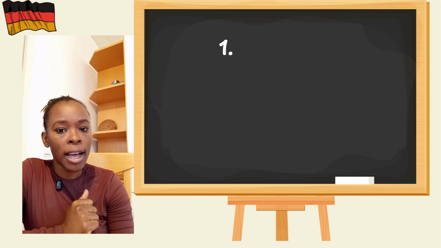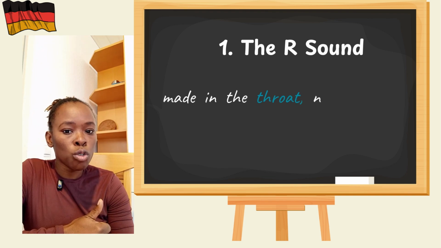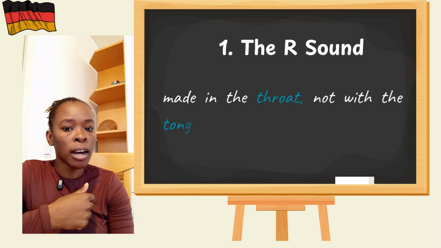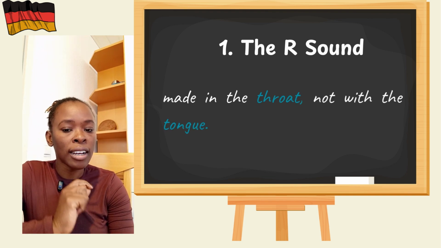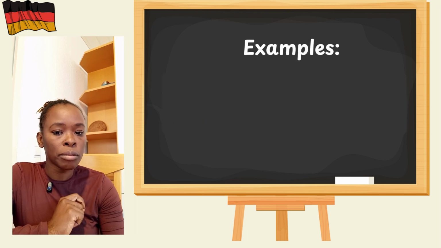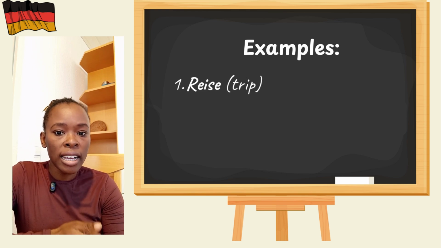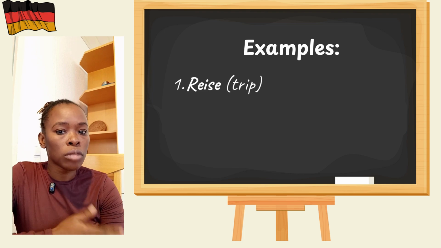Number 1, R. The German R is pronounced from the throat, and not with the tongue. Example in a word, Reise. Reise means a trip.